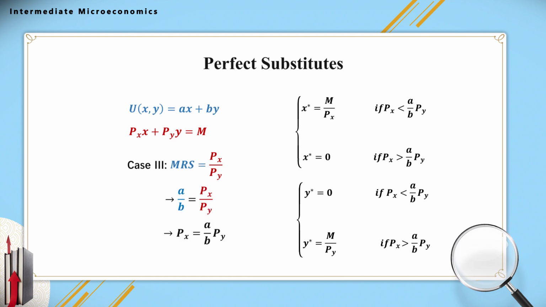When MRS exactly equals Px over Py, the demand for x can be any number between 0 and M over Px. Similarly, the demand for y is any number between 0 and M over Py.